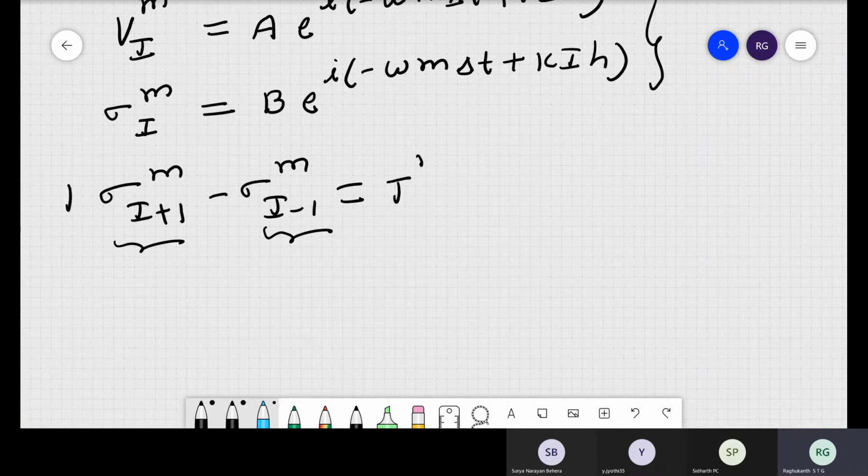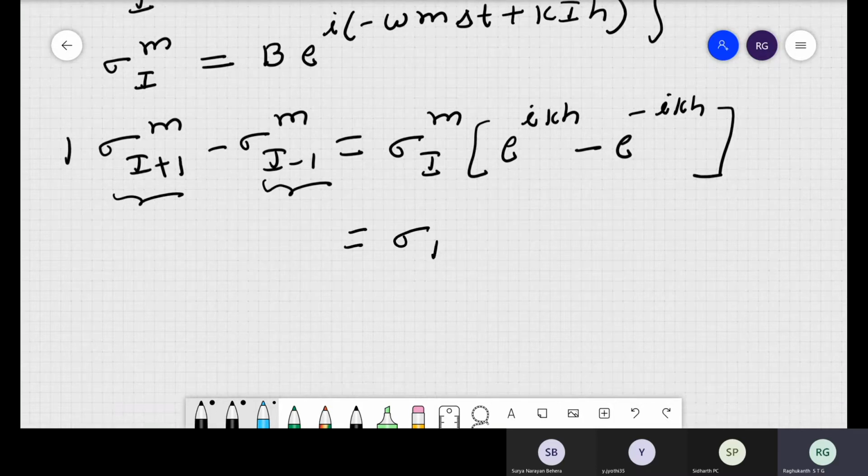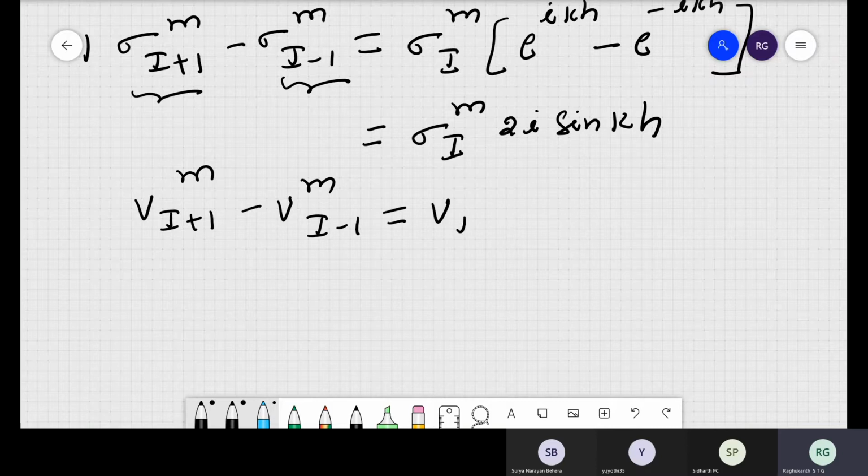If you substitute in the above equations, you have sigma_i^m times e to the power of i kh minus e to the power of minus i kh, and this can be written as sigma_i^m times 2i sine kh. This is how we can write it. Similarly for the velocity, v_(i+1) minus v_(i-1) can also be written as v_i^m times 2i sine kh.